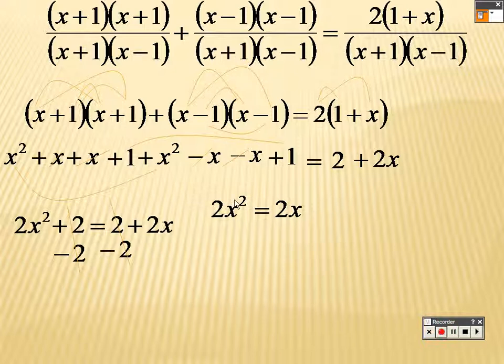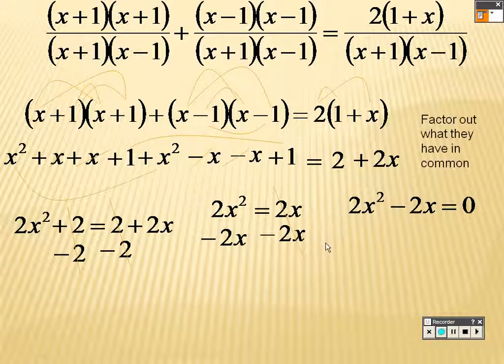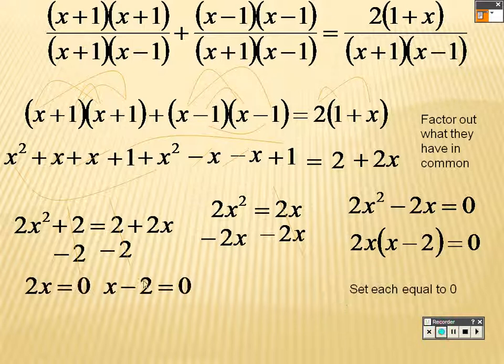And this is a quadratic, right? It's squared. So because it's quadratic, why don't I move a 2x over? And I end up getting this. What do they have in common for me to pull out? They both have a 2, and they both have an x. So I pulled out a 2x. When I do that, here are my two things to set up to solve. I set 2x equal to 0 and x minus 2 equal to 0.